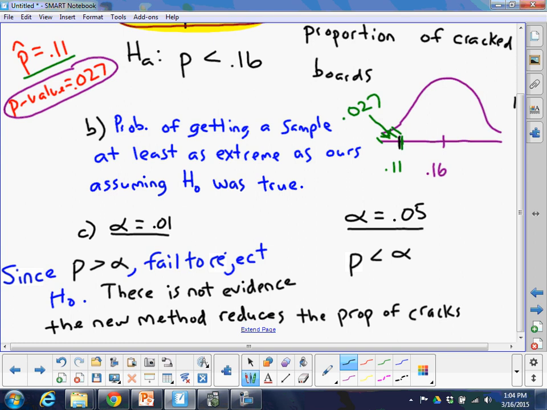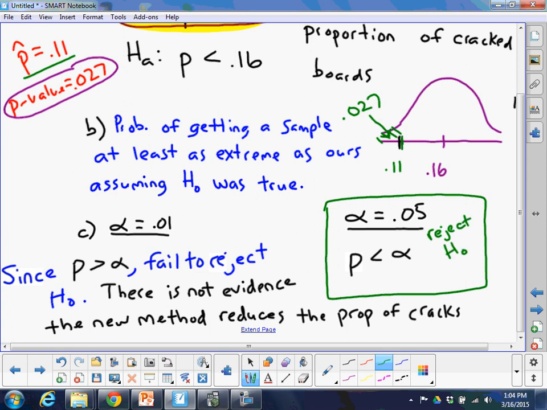Now on the other version, if this was your alpha, our p-value was smaller than that. So in this case, we would reject H0, and we would say there is evidence that the new method reduces cracks. Because if we reject H0, that means we're going with this claim. So the new method would have worked there.